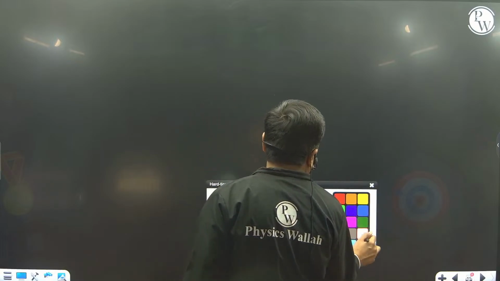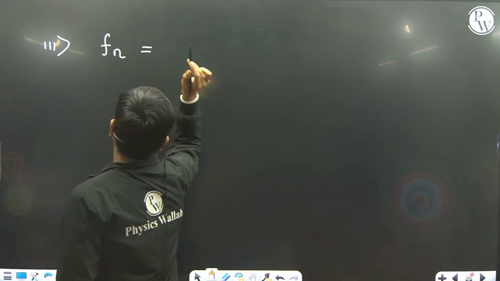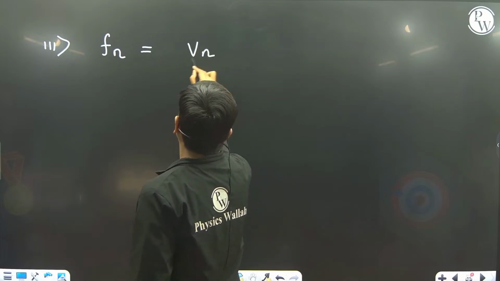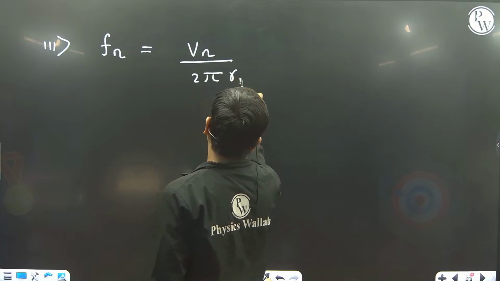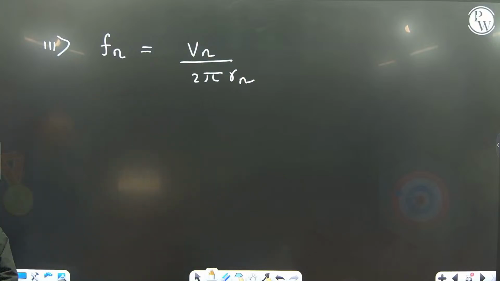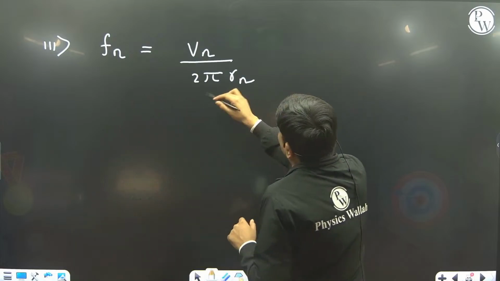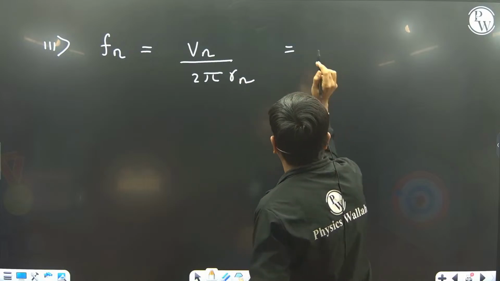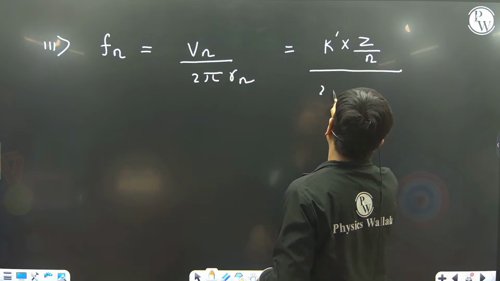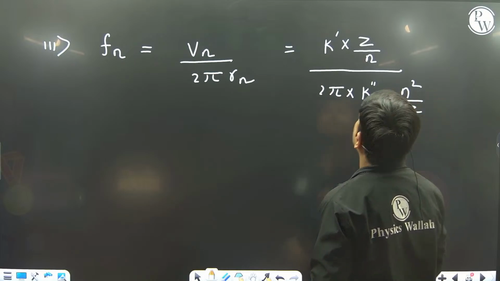So if I talk about the frequency of electron in nth orbit, that is option number third, Fn, can I write it as Fn will be equal to Vn upon 2 pi Rn? Velocity of electron in nth orbit divided by 2 pi Rn. And what is Rn? Radius of electron in nth orbit. Pi is anyhow a constant, so I can ignore it. Vn is some k dash into Z by n, divided by 2 pi, some constant, into again some constant k double dash into n square by Z, right?